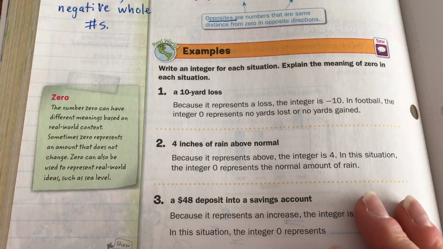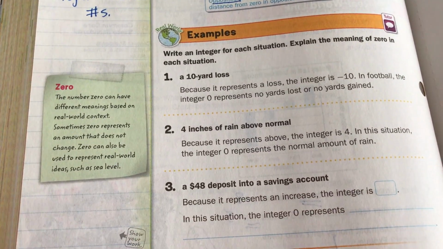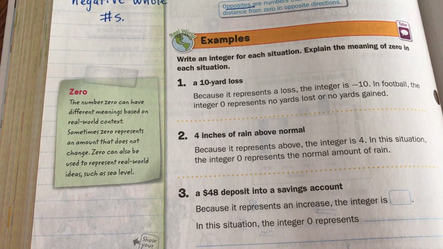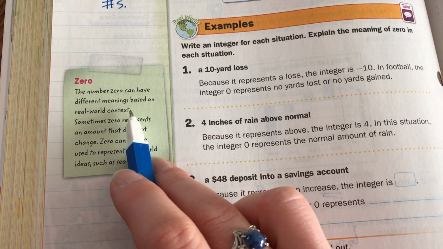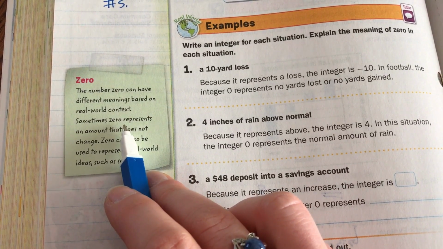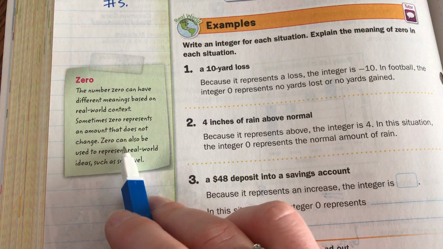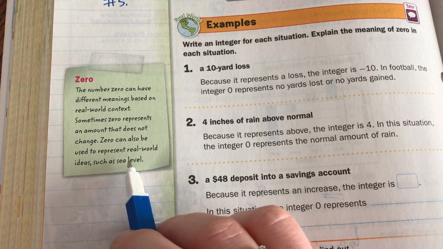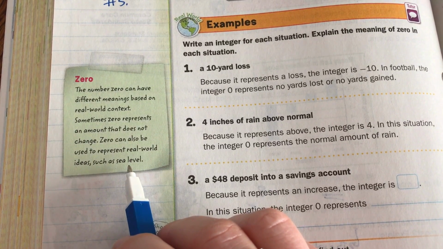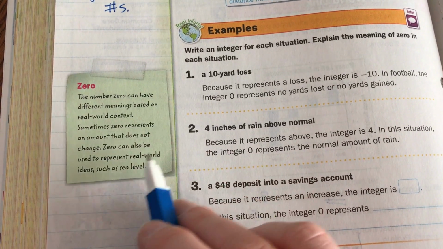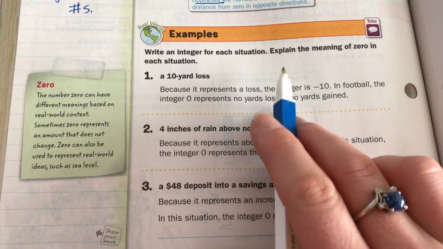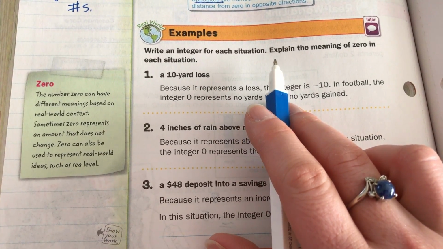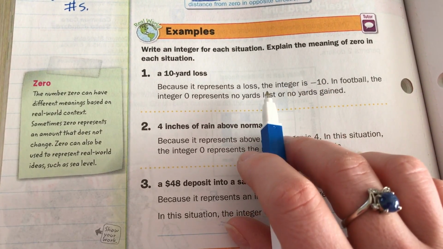All right, let's get down to business. What we're going to be doing here is looking for keywords that show if something's positive or negative. The number 0 can have different meanings based on real-world context. Sometimes 0 represents an amount that does not change. 0 can also be used to represent real-world ideas such as sea level. They're going to talk about what 0 represents here in this part. So it says, write an integer for each situation. Explain the meaning of 0 in each situation.